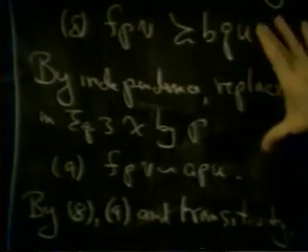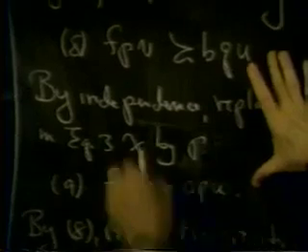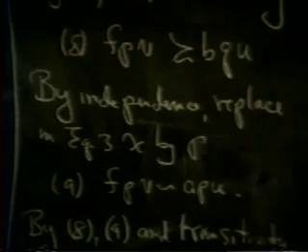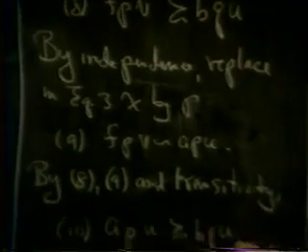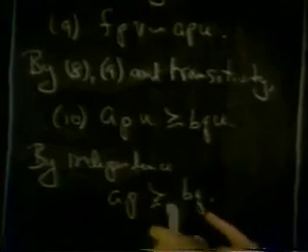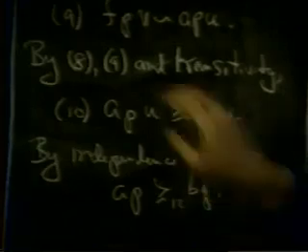And now, if you look at 8 and 9, you see that you have the FPV term common, so by transitivity, APU is greater than or equal to BQU. And then, of course, using independence, the induced relation on the first two coordinates is AP greater than or equal to BQ, which is the property of double cancellation.